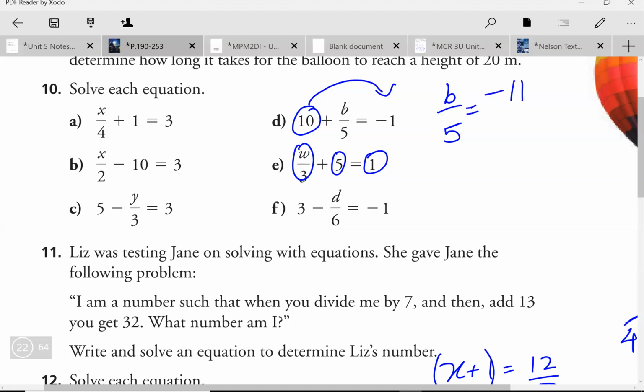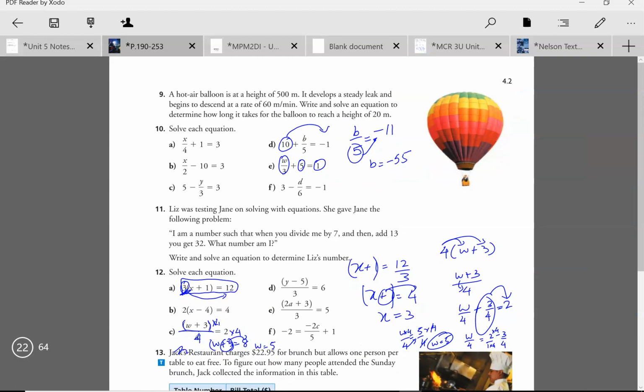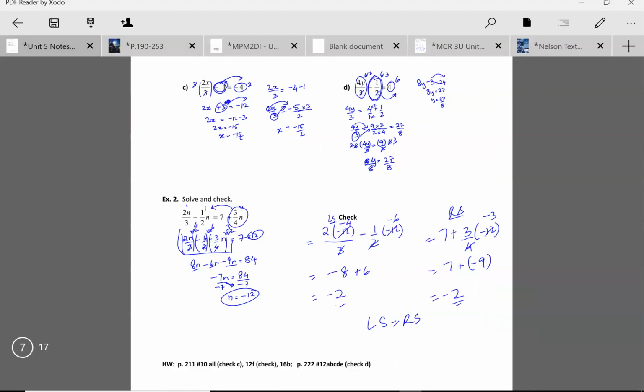And then 5, the denominator here, is going to go to the numerator. So b equals negative 11 times 5, which is negative 55. Different ways you can do this, but you should be able to do that and check your answer from the answer key in the textbook. That should be fine. I don't think that's too much of a problem.